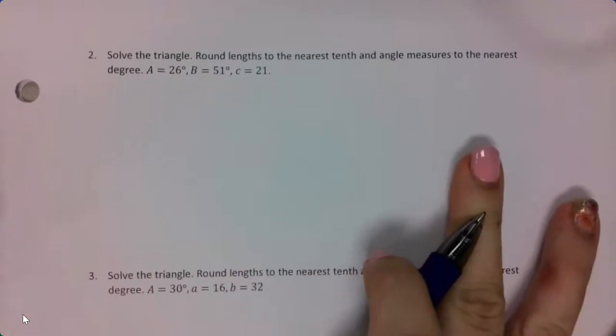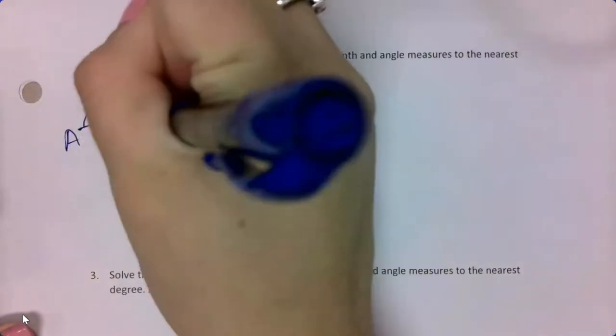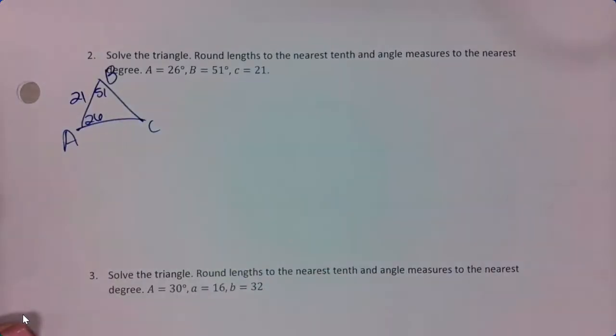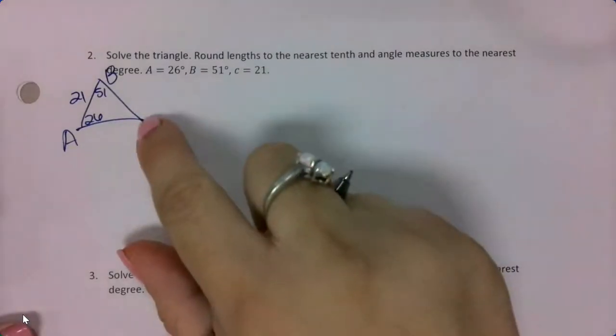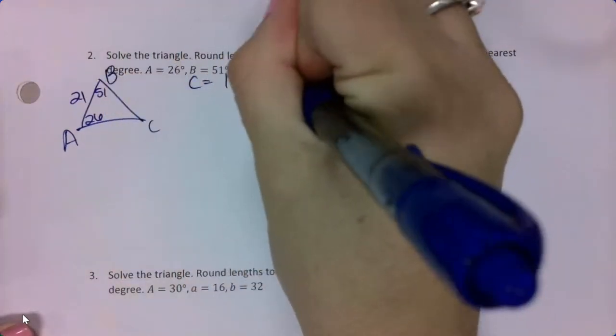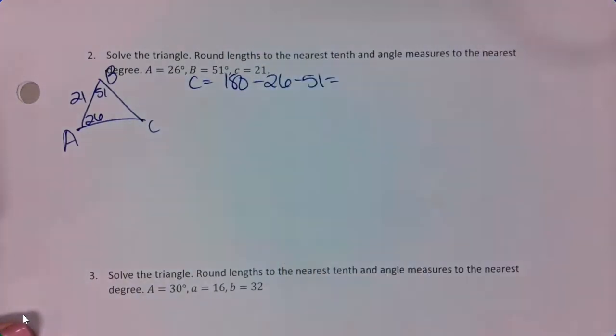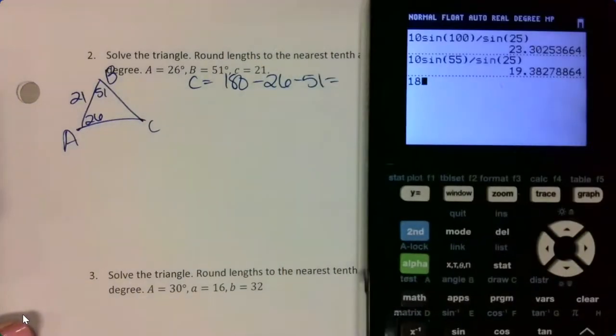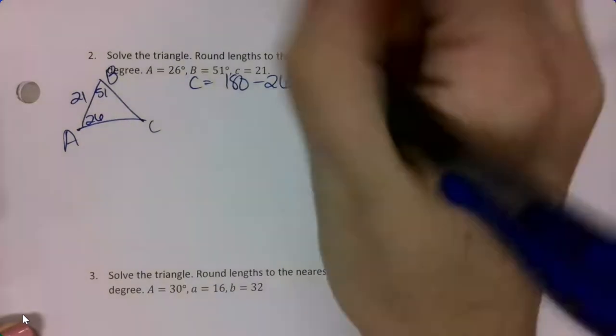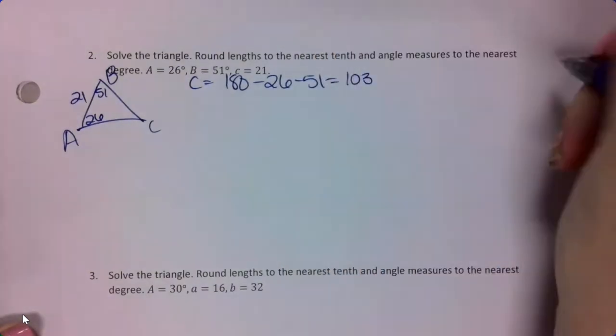Number 2 wants me to solve the triangle. This time it just gives me the length, so I have to draw my own triangle. My A is 26, my B is 51, my C is 21. I'm going to go ahead and start off by solving for my missing angle. So I'm going to do 180 minus 26 minus 51, because all 3 angles in a triangle should add up to 180. This gets me 103. I'm going to write that off to the side.